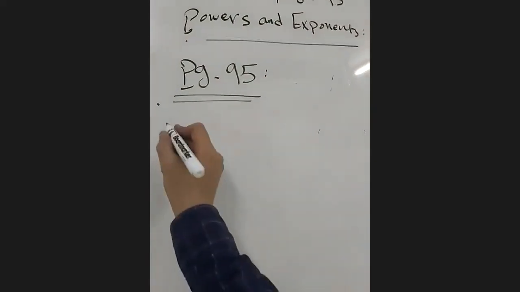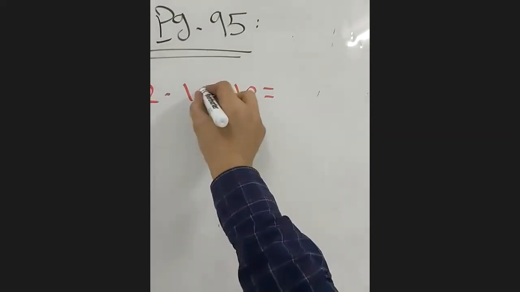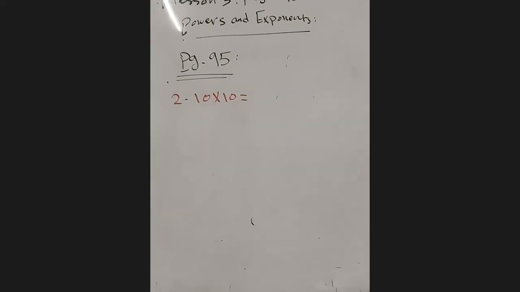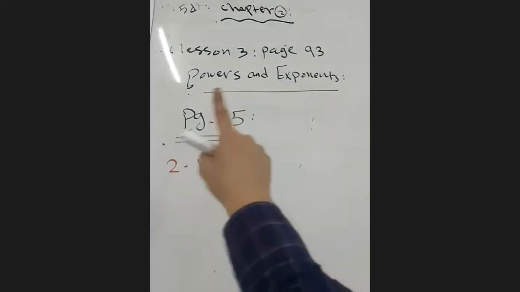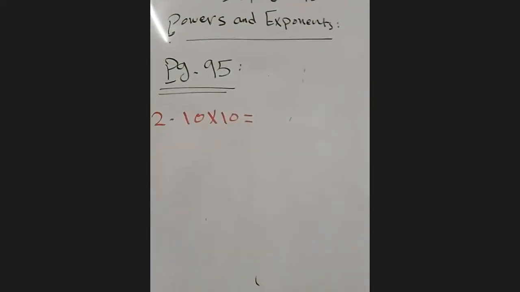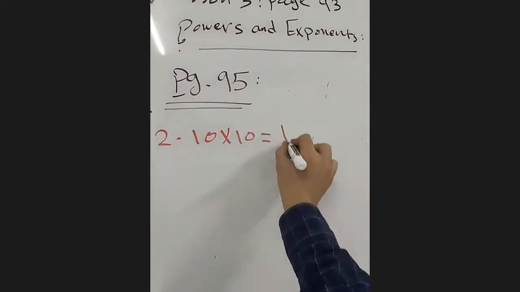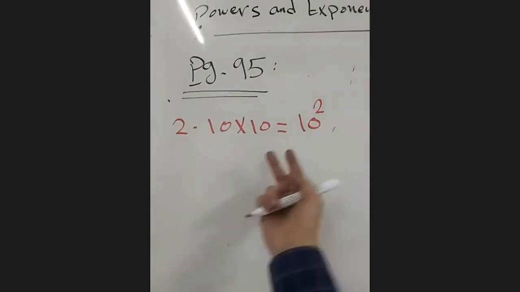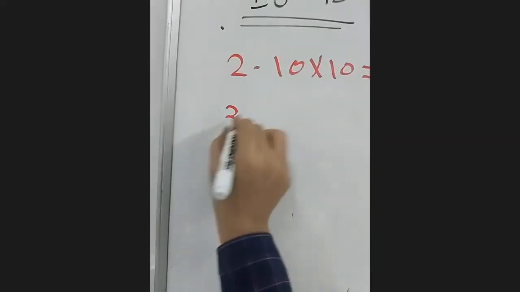In question 2, we have 10 multiply 10. Firstly, the question says: write each product using an exponent. We will write this multiplication using what? How do we write it? 10 to the power 2. Excellent. Why 2? Because we have 10 multiplied 2 times. Excellent, boy.